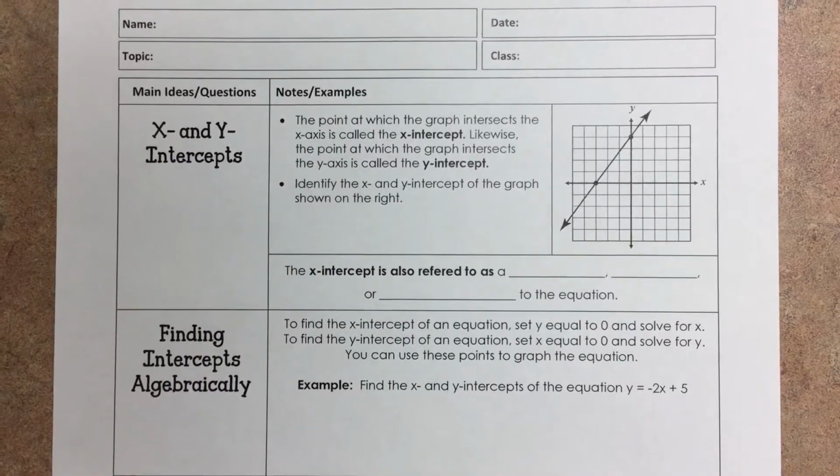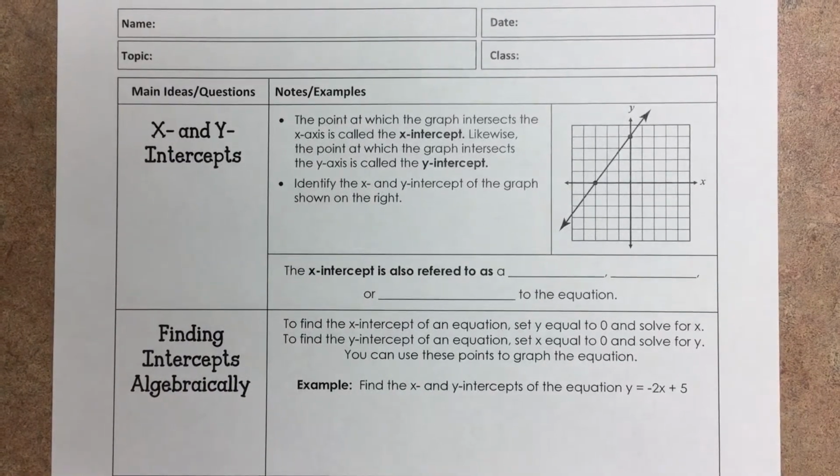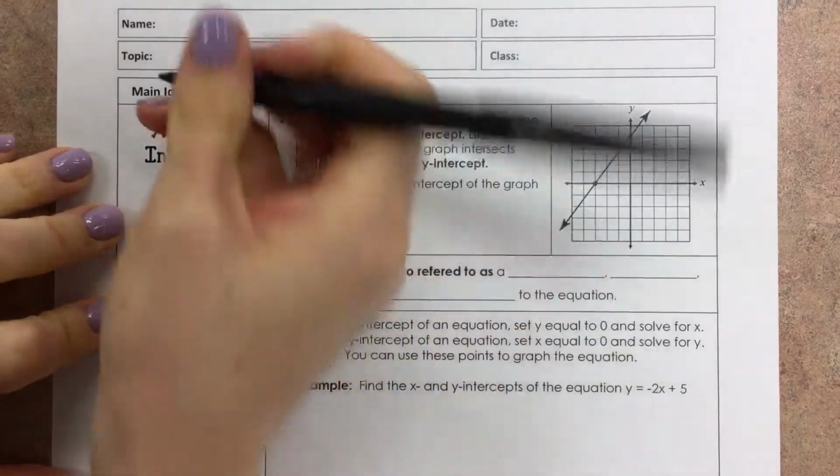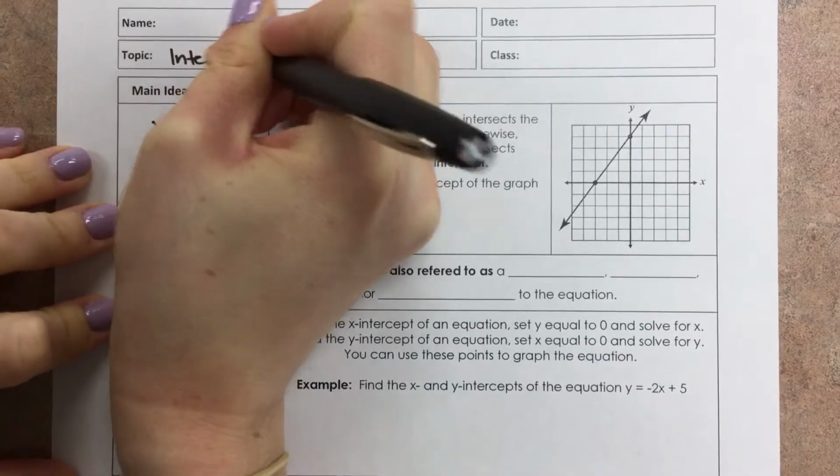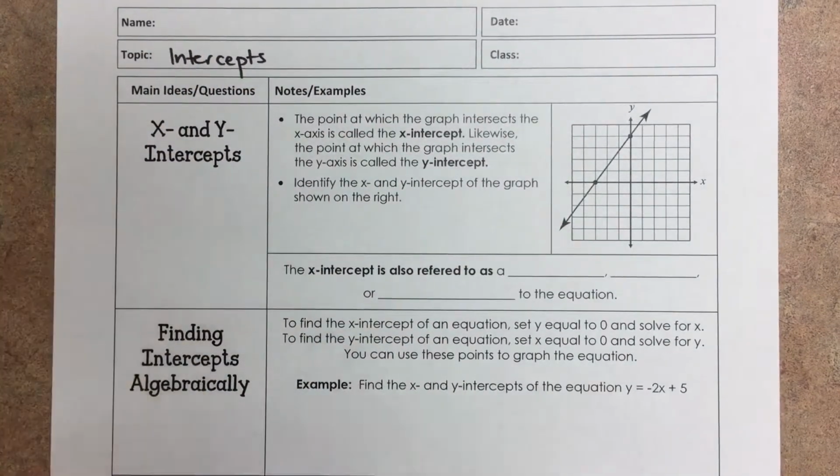This is Unit 2, Lesson 2, Part 2. So our topic that we're going to be talking about today are the intercepts, the x-intercepts and the y-intercepts of a graph. So we've got our first little kind of introduction here.